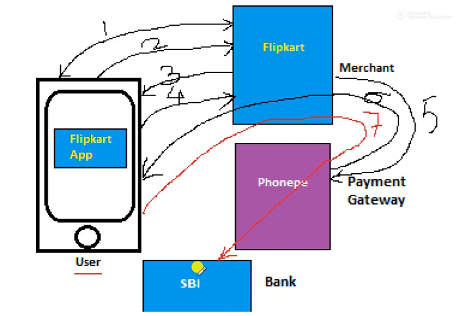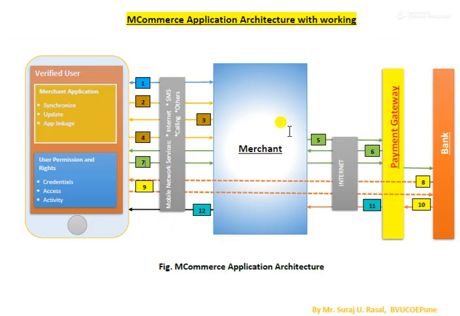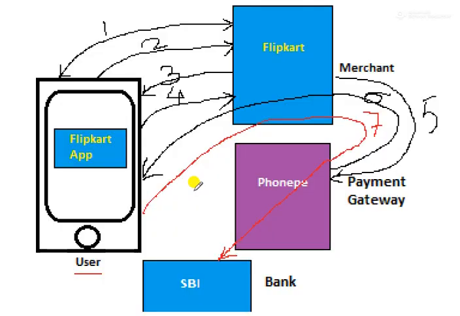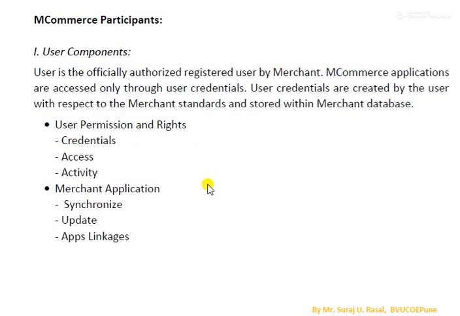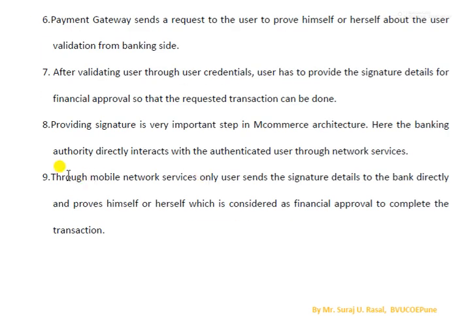Now here is a very important step. Don't get confused, because you can see two dotted lines shown in this diagram. Just try to understand the meaning behind these dotted lines. Before explaining it through the diagram, first just try to read the statements. Providing signature is a very important step in m-commerce architecture. Here the banking authority directly interacts with the authenticated user through network services.